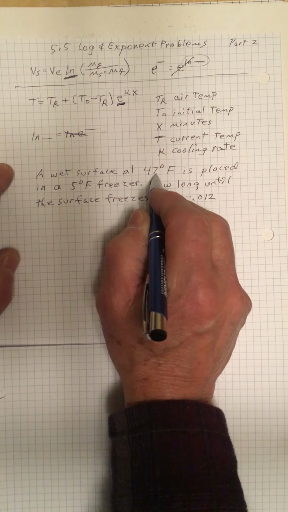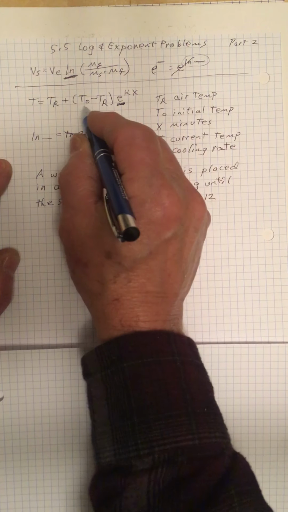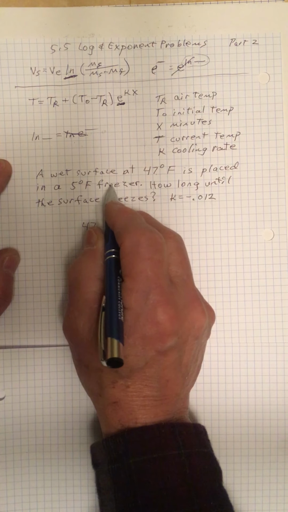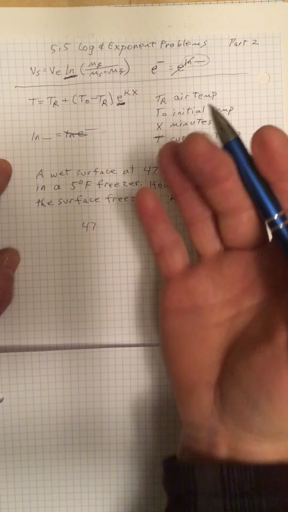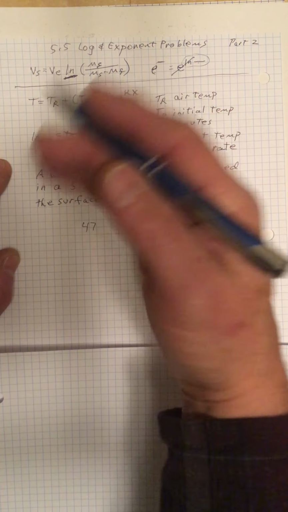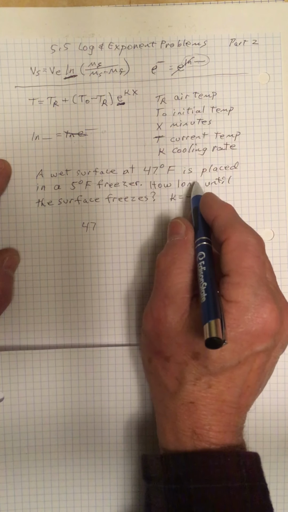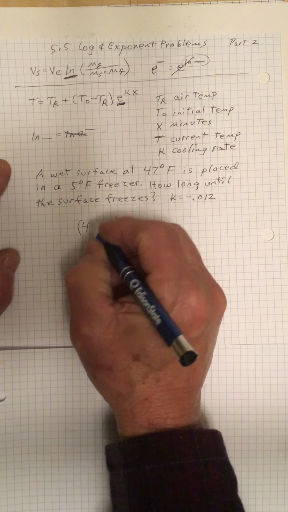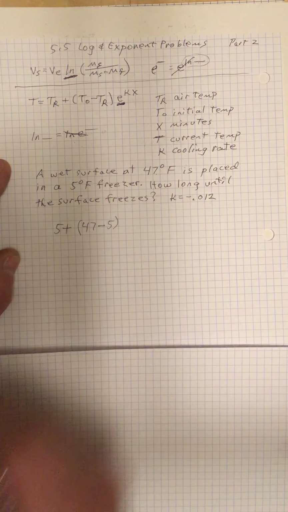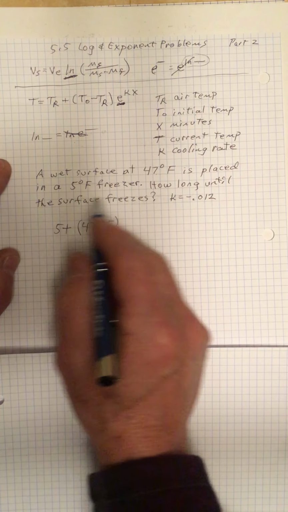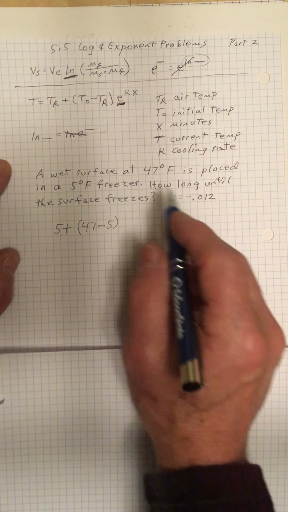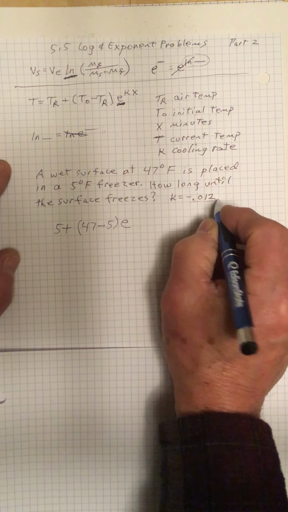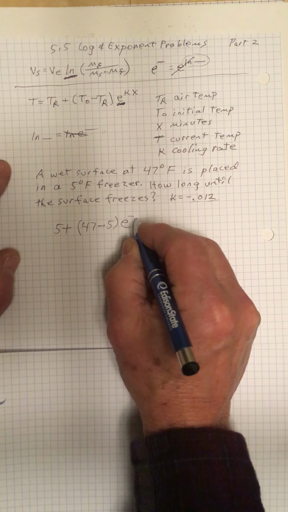So I got a wet surface of 47. That's my starting temp. So T0 is 47. It's placed in a 5-degree freezer. So now I'm subjecting it to an air temperature or a room temperature, however you want to think of it, at 5 degrees. So TR is 5. So I'm just replacing variables with numbers. I want to know how long, so I'm solving for X.